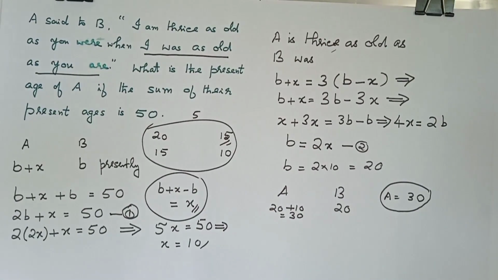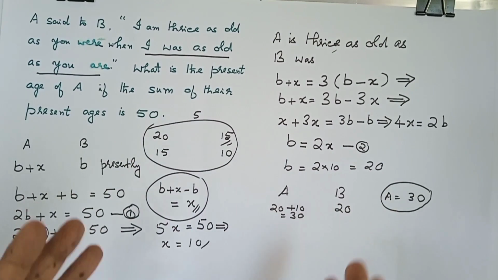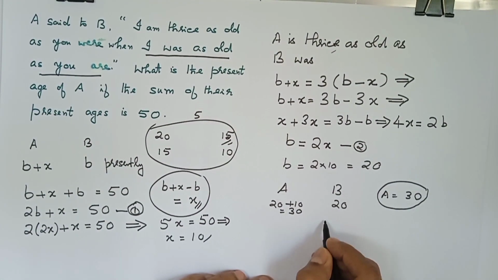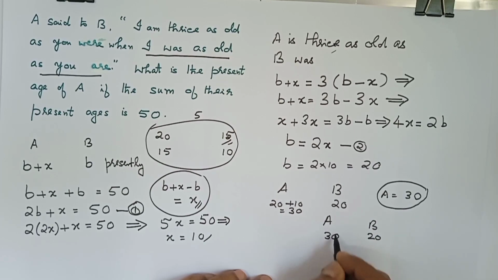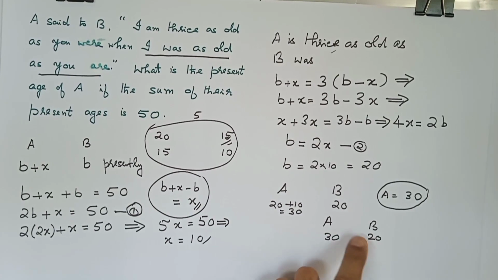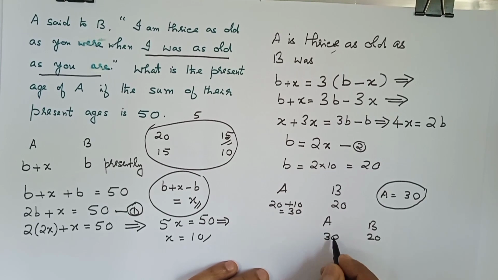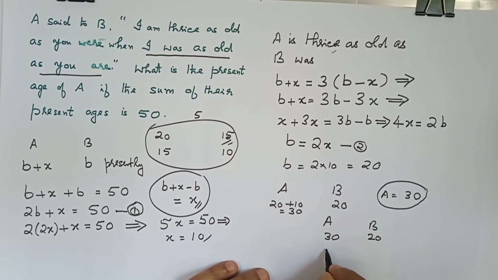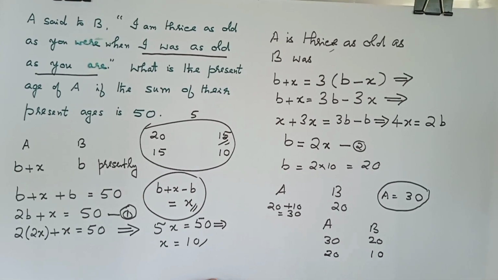Now there is one more point I would like to clarify here to help you get a better understanding of the solution I have worked out. Look at this. A and B, 30 and 20. Now look at the difference between their ages, that is 10. So you go back 10 years in the past. 10 years ago, what was A's age? 20. At that time, what was B's age? 10.